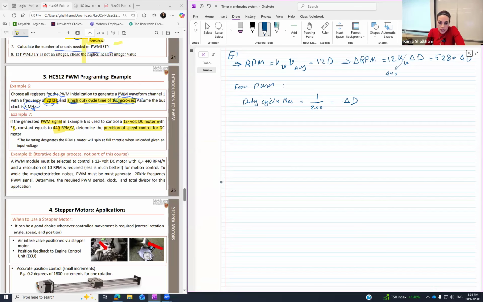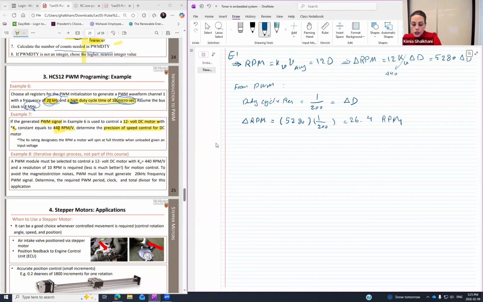Now I can go ahead and say delta RPM. I can rearrange, delta RPM is equal to that number I calculated, which was 5,280 times 1 over 200. This is going to be 26.4 RPM. Make sense?